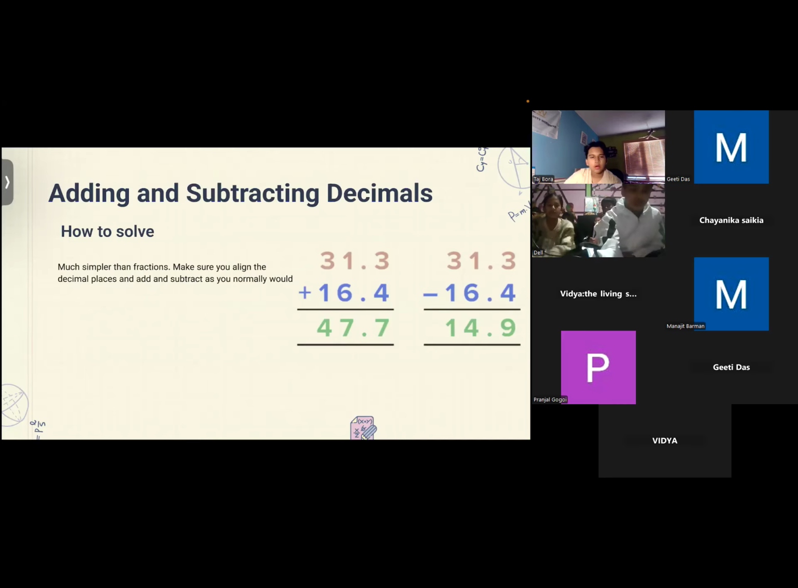So we are also doing adding and subtracting decimals, but decimals is much easier. It's much easier than fractions. The only thing you need to remember is to align the decimal point. As you can see in these examples, the decimal points are the points between the numbers, like 31.3. The decimal point is between the 1 and 3. 16.4 is between 6 and 4. So just remember to align the decimal points and just add or subtract normally.